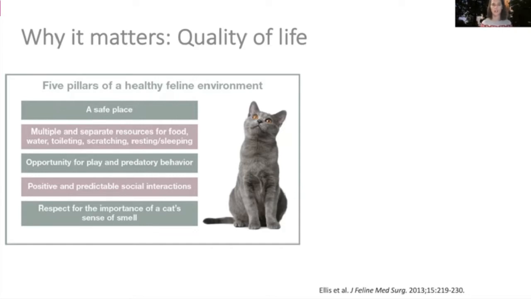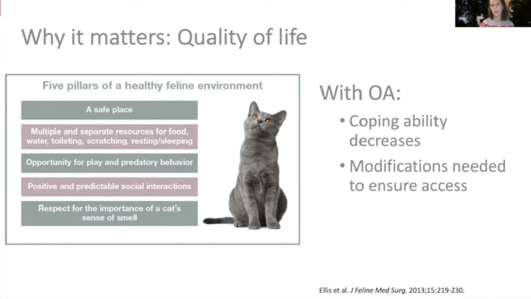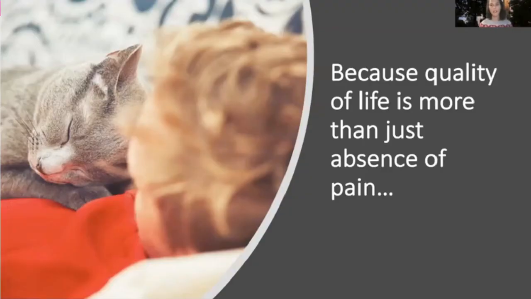just the pain itself. If we think about what's important for a cat's environment, number one is a safe place. We also need to think about their opportunities for play, their positive, predictable social interactions. And with OA, we can see that coping ability decrease. We talked about that earlier, right? That cycle of fear and stress and pain, their ability to cope really goes down. And we have to make modifications in their environment to ensure that they have access to all of these pillars. Because quality of life is more than just the absence of pain.